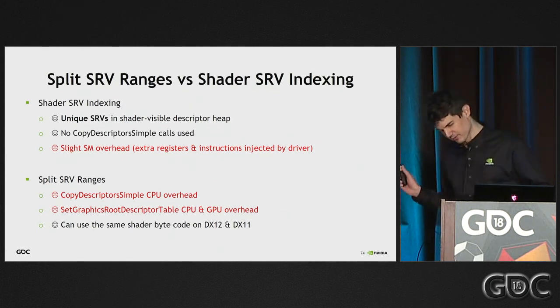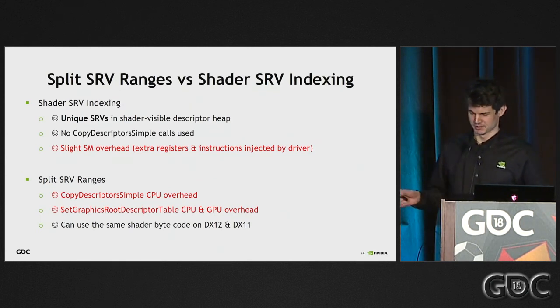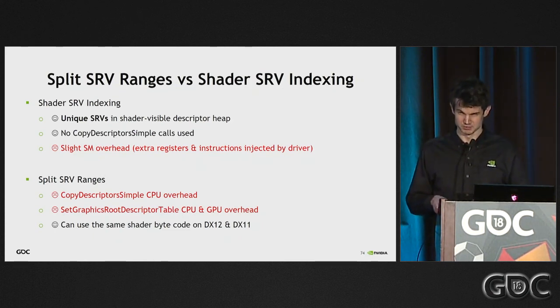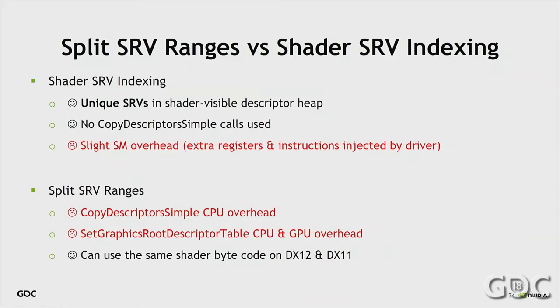But the advantage may be that you can use the same shader bytecode on DX11 and DX12, because there is no need to use the shader indexing. The SRV indexing is a shader model 6 feature, so if you do dynamic shader SRV indexing, you have to use shader model 6.